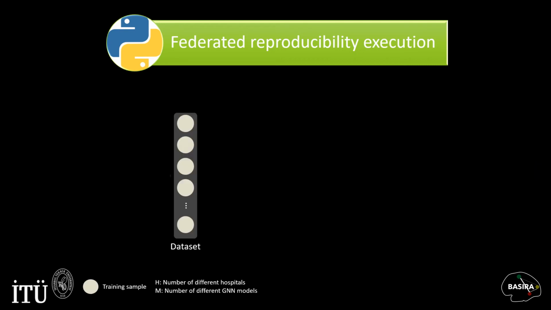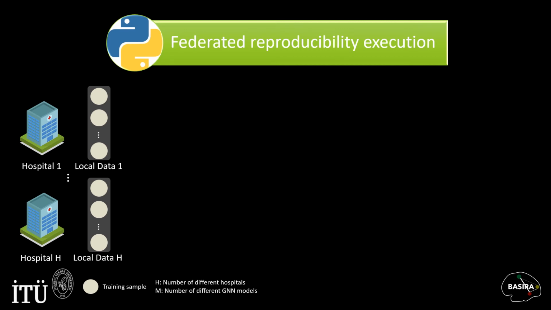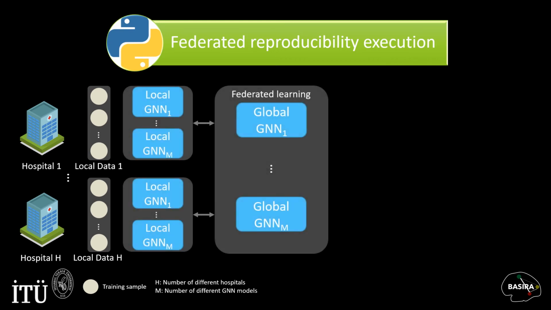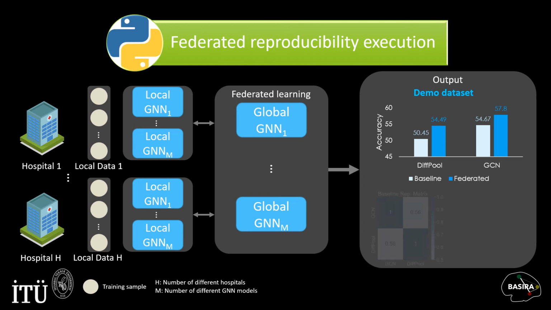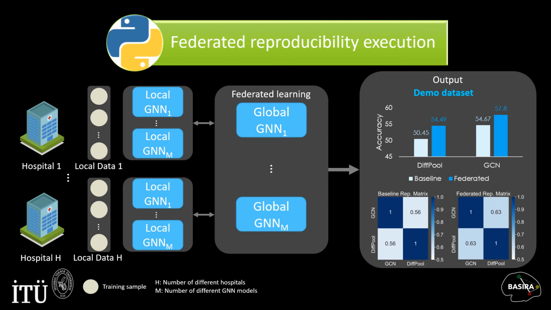When the dataset is given, it will be divided into H heterogeneous datasets representing local data of H hospitals. Each local dataset will have an approximately equal number of subjects. Then, different local models of different hospitals will be trained by federated learning and also with non-federated baseline learning. Finally, we will obtain the results such as accuracy comparison of all models with federated and non-federated baseline learning and reproducibility matrices of these learning techniques. Now, I will make a quick demo to show you how to run the federated reproducibility framework.